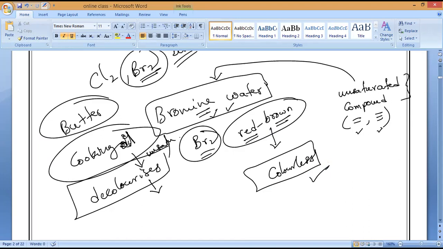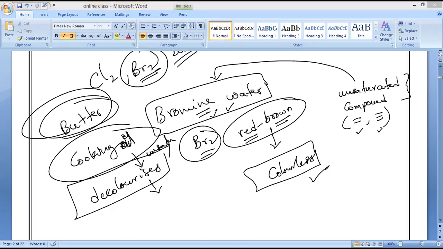But butter will not convert the red brown into colorless. It does not decolorize the bromine because it is a saturated compound. So that is the reason bromine water is the main test used to identify unsaturated compounds. That is what you have to remember. Is it okay, guys?